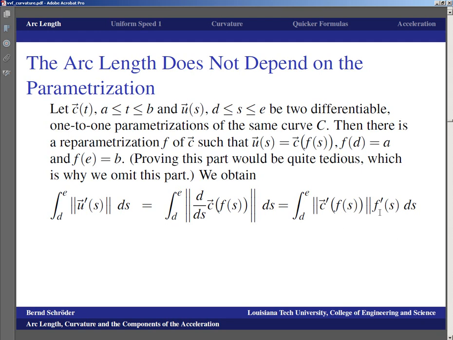And now I can use the regular substitution formula and realize that this is the integral from a to b of the norm of c prime of t dt. Because if I just do a substitution, t equals f of s, then f of d will be a, f of e will be b, and the rest from the substitution formula works out in such a way that f prime ds is dt, and the c prime of f of s is, of course, the c prime of t. And that's it already. All right, so arc length does not depend on the parametrization.